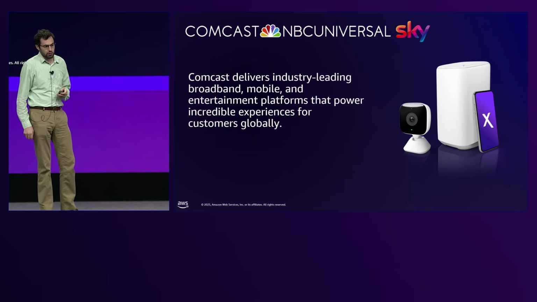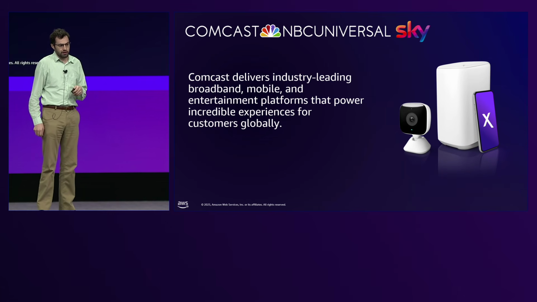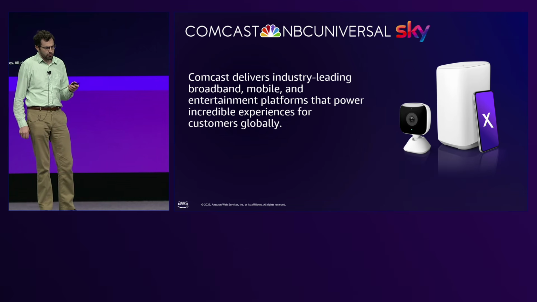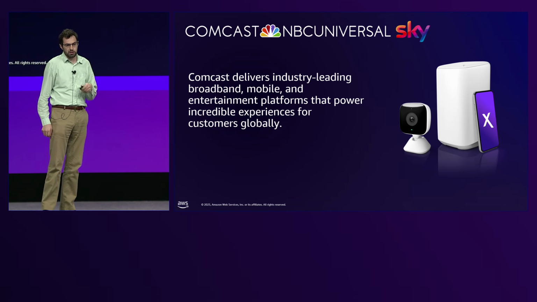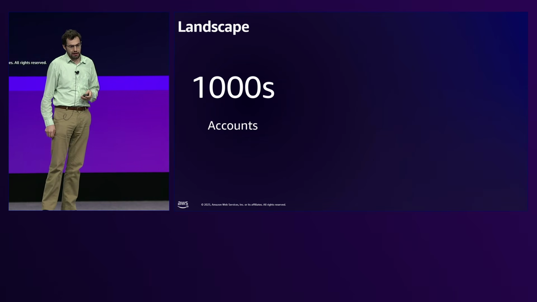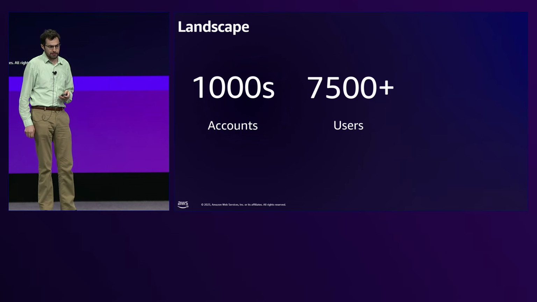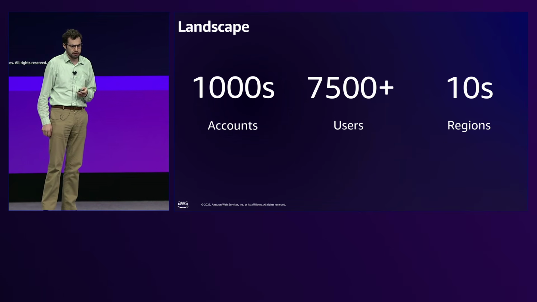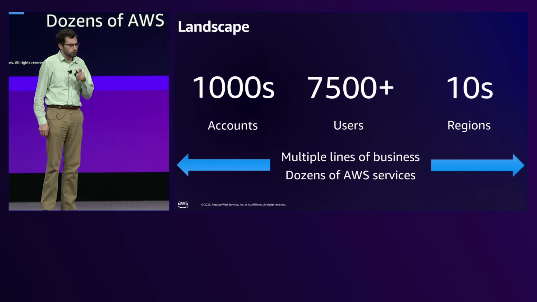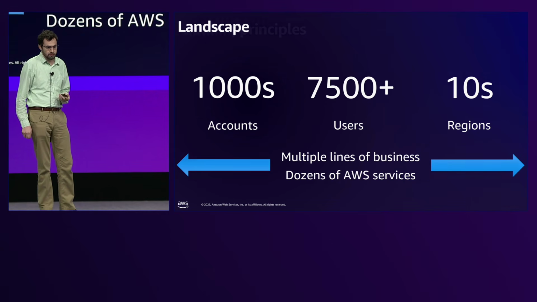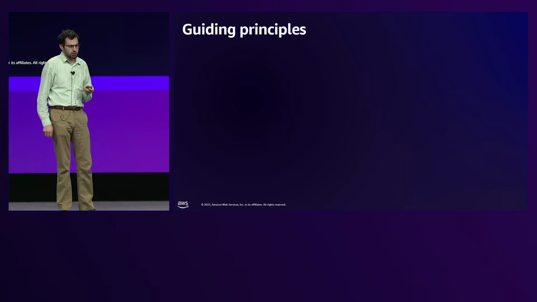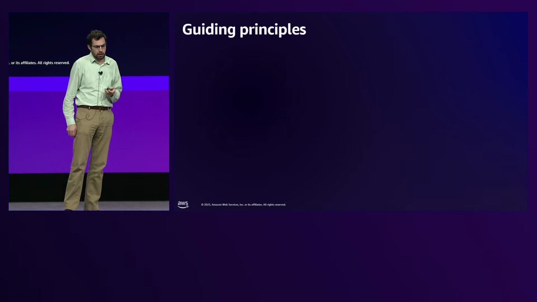So for those of you who don't know, Comcast, based here in Philadelphia, is a media, entertainment, and telecommunications company that operates building customer experiences globally. Within AWS, we have thousands of accounts and more than 7,500 users, and we operate across tens of regions. Within this, we consume dozens of AWS services across multiple lines of business. So in an organization that's so complex and varied in terms of use cases, how do we think about governance?